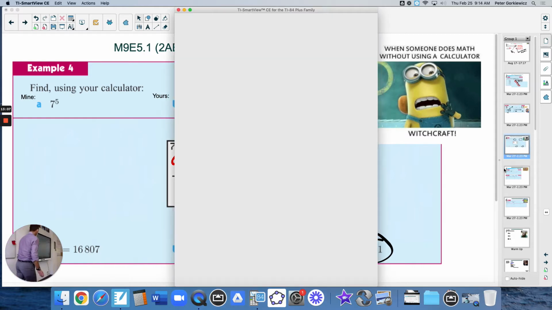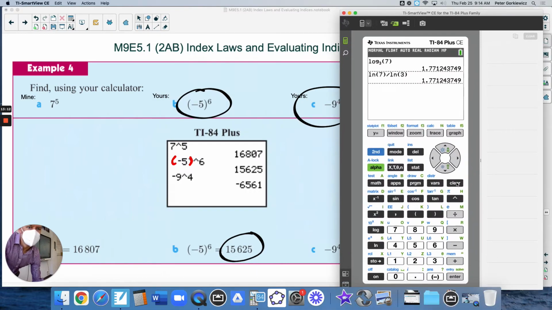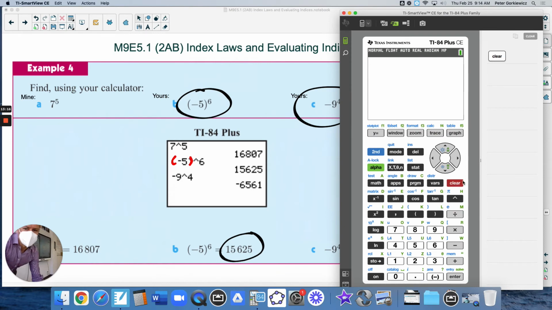It's 5, 15, 16. Oh, no. Now the calculator wants to fire up. Oh, look at that. Natural log of 7 divided by natural log of 3. We'll get there soon enough.